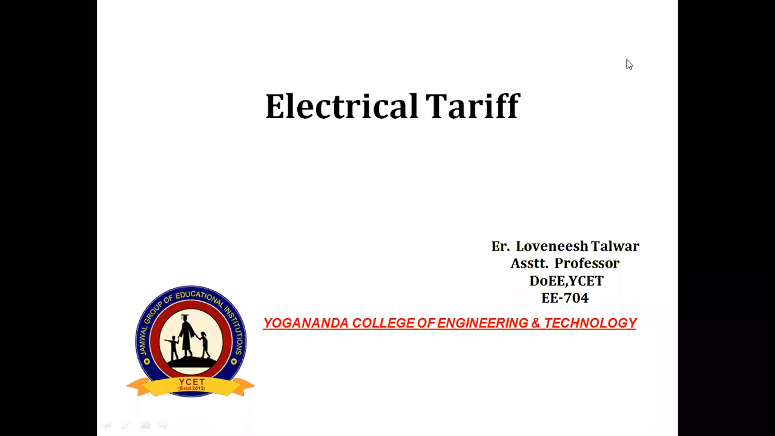Today, we will start another unit of power station practice. This unit is known as electrical tariff. Tariff means the amount that you give to the PDD department for consumption of electricity, in simple words.